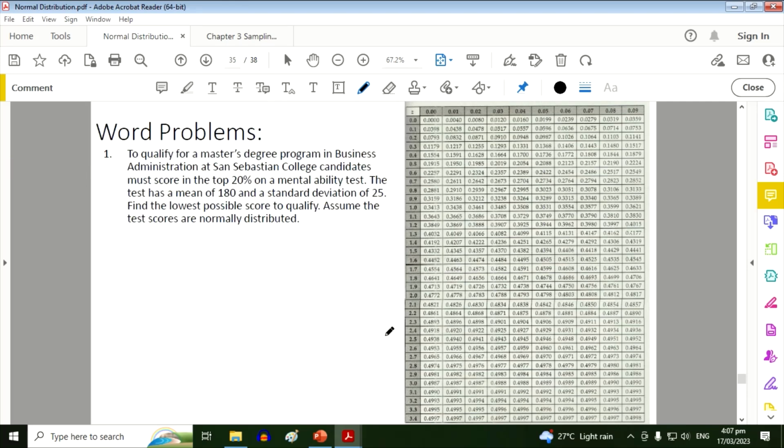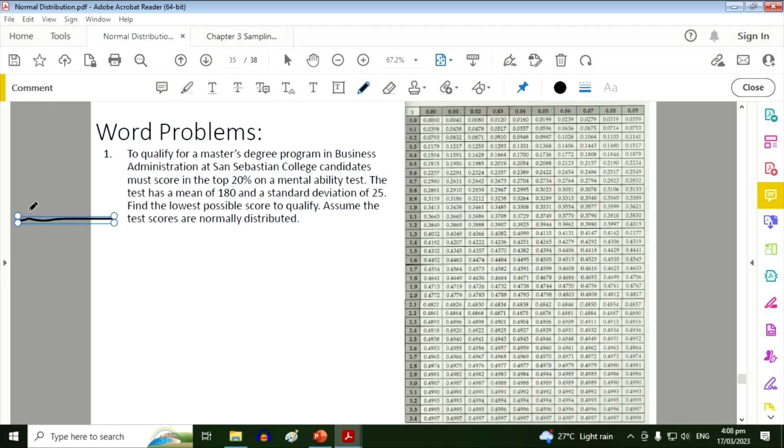Okay, additional word problems, wherein we will start at the area and find the z and then find the x. So to qualify for a master's degree program in business administration at San Sebastian College, candidates must score in the top 20% on a mental ability test.